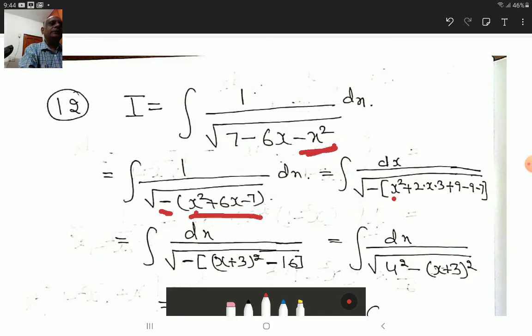X square means x square. 6x means 2 into x into half the coefficient of x. The coefficient of x is 6 here, so I will write 3. So in total it will again be 6x only. So a square plus 2ab, so b is 3, so I must write in the next step b square, that is 3 square, which is 9. But there was no 9 here, so I will subtract it also. Minus 7 was present, so it will be written.